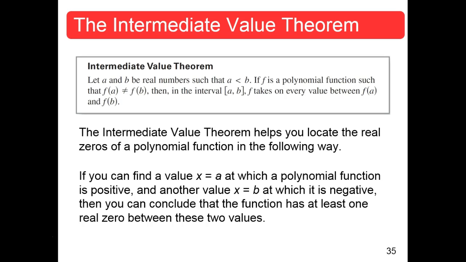Then f has to take on every value between that at least once, maybe more times. Why are we doing this? The intermediate value theorem helps to locate the real zeros of polynomial functions in the following way. If you can find a value x equal a, at which the polynomial happens to be positive, and you can find another value x equal b where the polynomial is negative, you know you have to have at least one zero in between those two points, because f of c has got to be 0 somewhere in there.